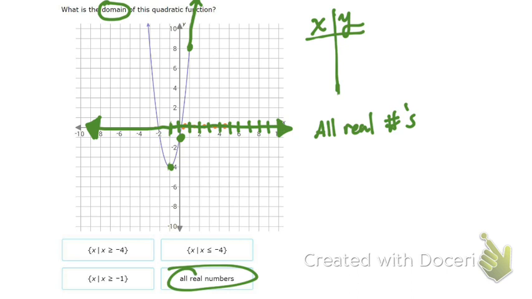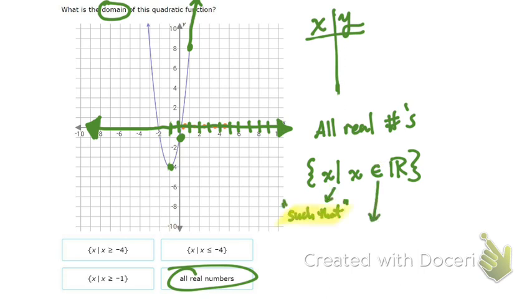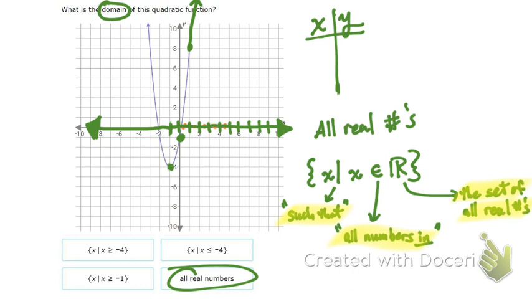Now, if you want to get really fancy, you're my students, so I got to make you fancy. You could write this in set notation, which is what this notation is right here. It's called set builder notation. You would write the squiggly line, and you would say x, such that x is all the numbers in the set of real numbers. That means such that. That means all numbers in. And that means the set of all real numbers. If you want to be fancy, you can write it like that. But if you just want to write all real numbers, that's sufficient.